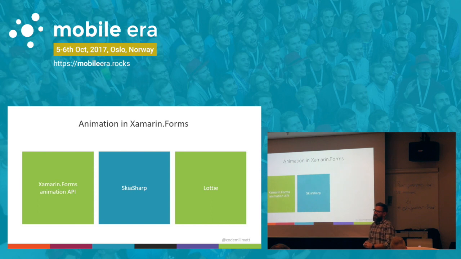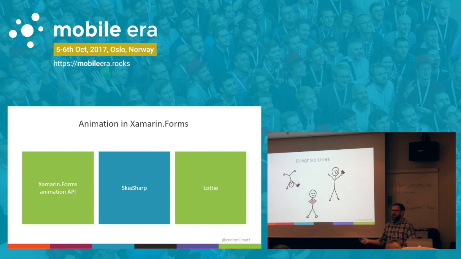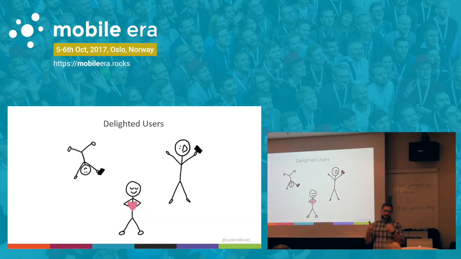SkiaSharp, a 2D drawing framework, you can just draw on it, but if you call paint, erase, a bunch of times over and over, you can do animations with it, and it's fluid and responsive, so I haven't seen it lock up yet. And then Lottie, again, being the After Effects viewer. And so with all those three together, you do get your delighted users who are really happy using the app, and they'll love you for it forever.